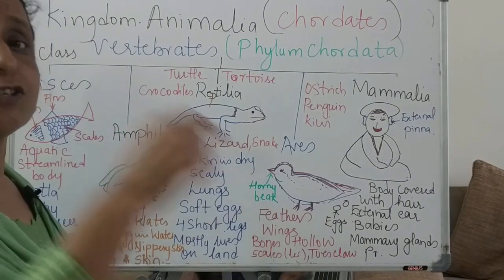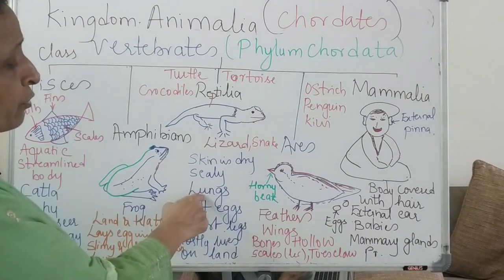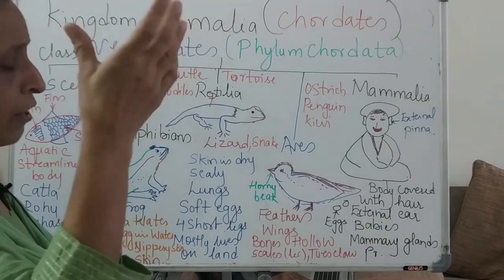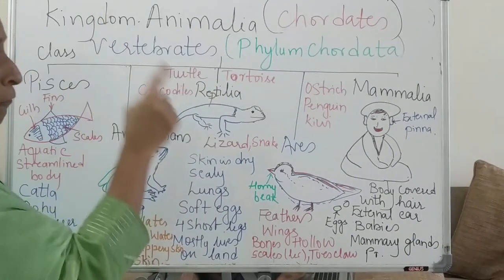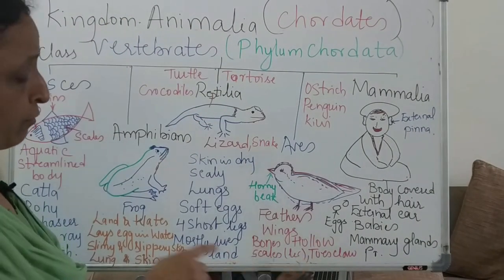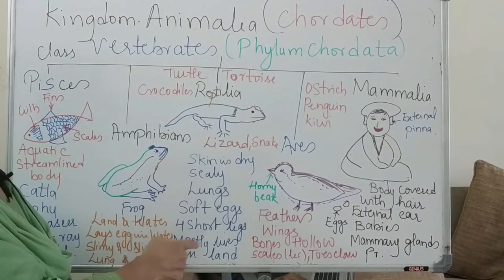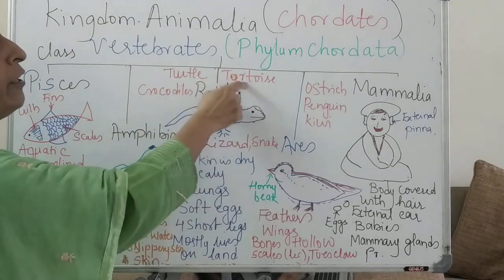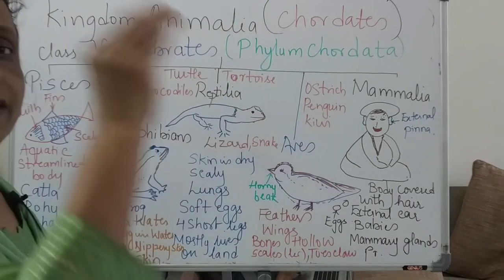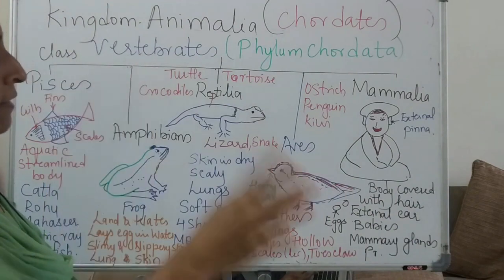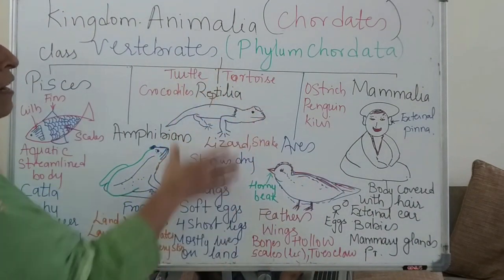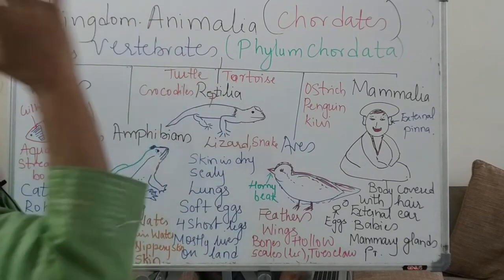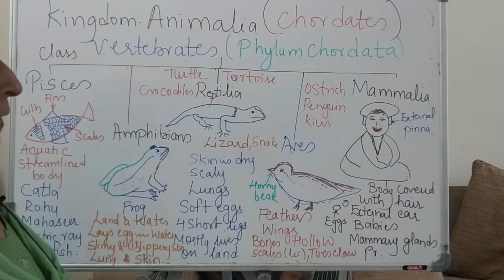They have lungs to carry out respiration. So lungs are present. Their eggs are soft. They are not hard, they are soft. They have four short legs. And they mostly live on land, except turtle, crocodile, tortoise. They are living in water as well as land. So these are the animals which are included in Reptilia. These are the characters of Reptilia.